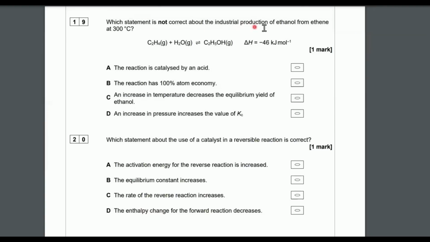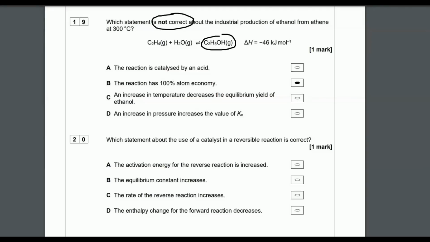So 19, which statement is not correct about the industrial production of ethanol from ethene at 300 degrees? The reaction is catalyzed by an acid. Yes, phosphoric acid, isn't it? The reaction has 100% atom economy. Yes, look, you only make one product, so it's got to be 100% atom economy.